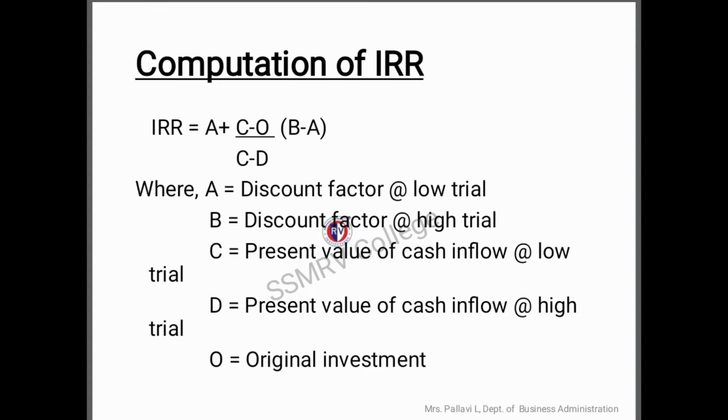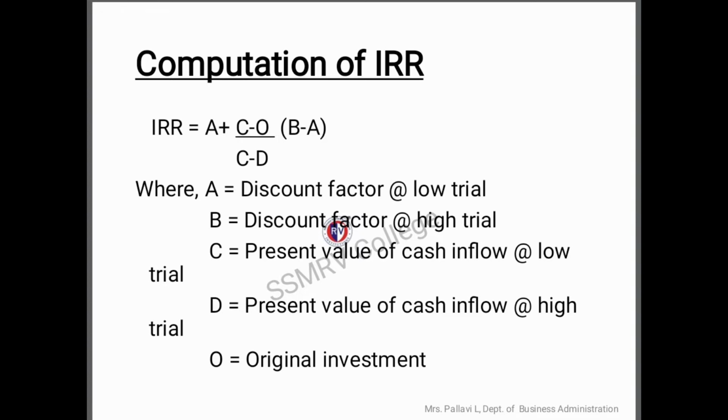Low trial and high trial are the discount factors given for a project. Usually in IRR you will be comparing between the low trial and high trial. For example, 10% and 12%: 10% is the low trial and 12% is the high trial. That is the discount factor or the PV factor given in the problem. When you multiply the PV factor and the cash inflow, you get the present value of cash inflow at low trial as well as high trial. The original investment is the investment made for the project, and it will be given in the question.